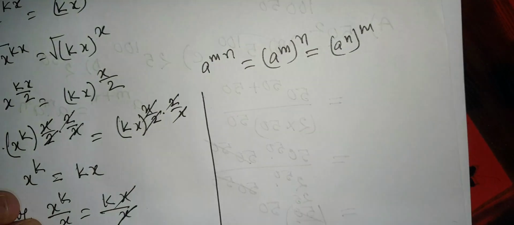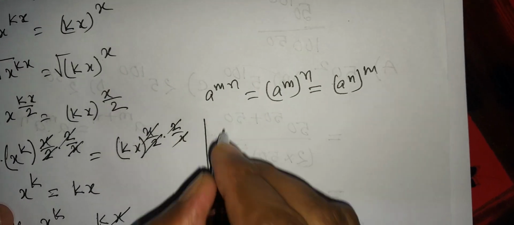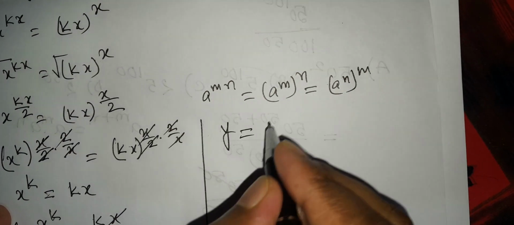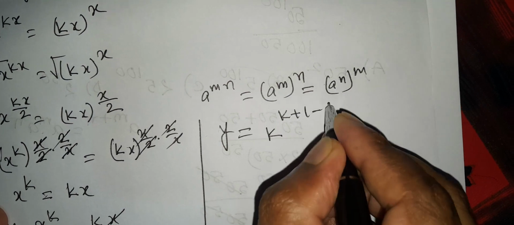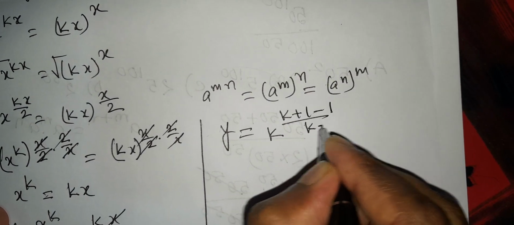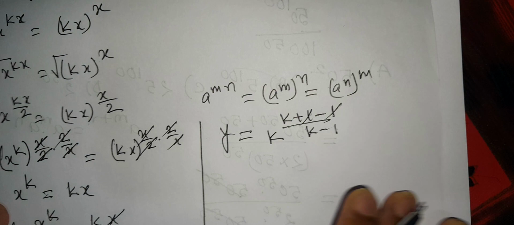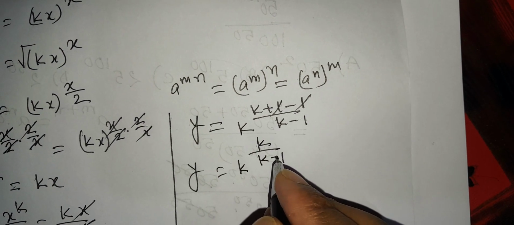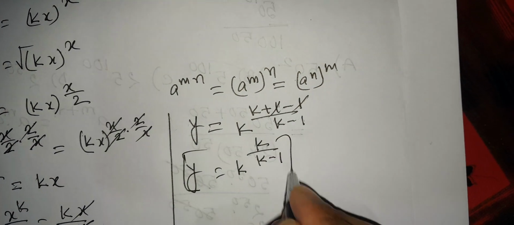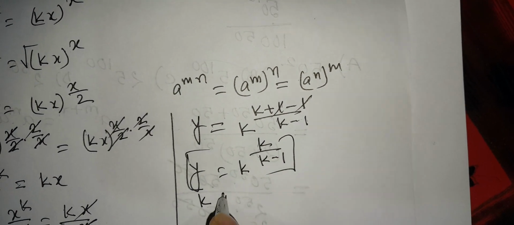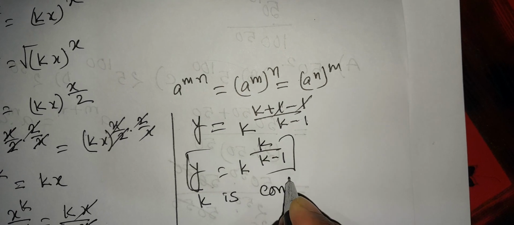Then we can write y equal to k to the power k plus 1 minus 1 by k minus 1, cancelled, plus 1 or minus 1. So y equal to k to the power k by k minus 1. Okay. K is constant, the value of y. Here k is constant.